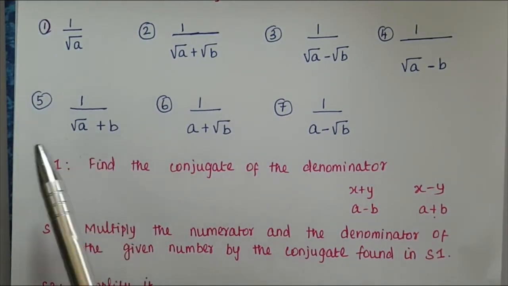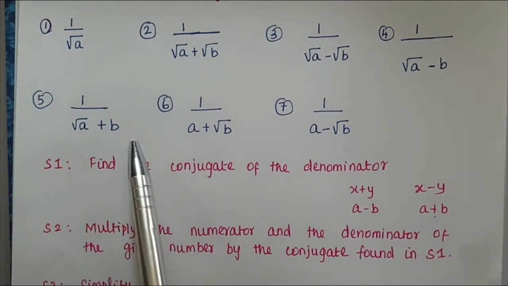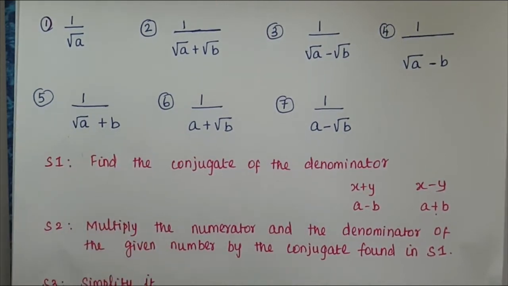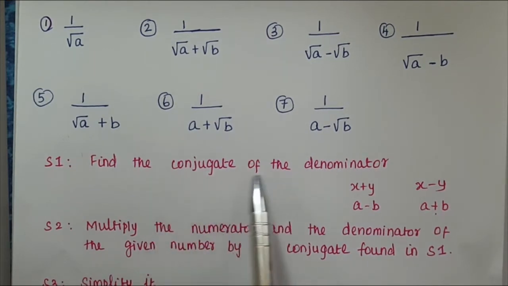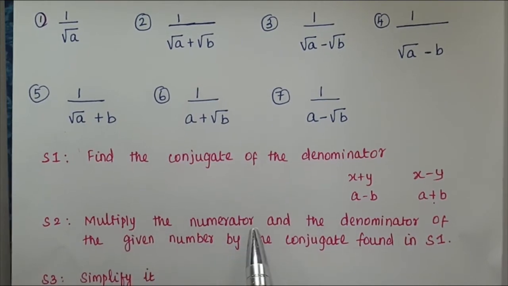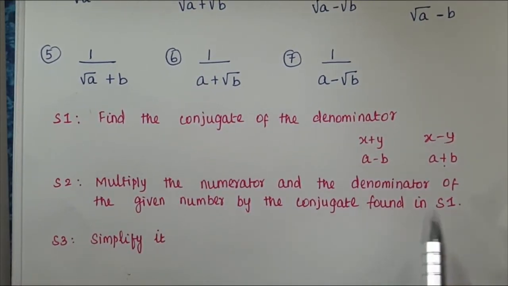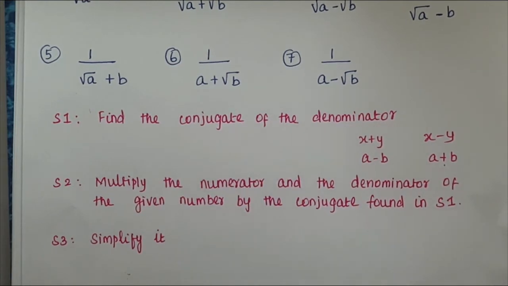Just change the sign between the two terms, but don't forget to keep the same order of terms. Don't change the order. So that is the first step: find the conjugate of the denominator. The second step is to multiply the numerator and denominator of the given number by the conjugate found in step 1. The third step is to simplify it.